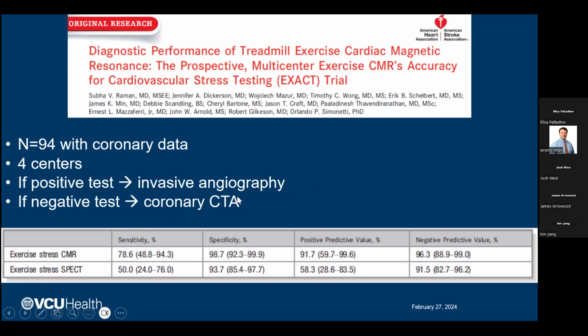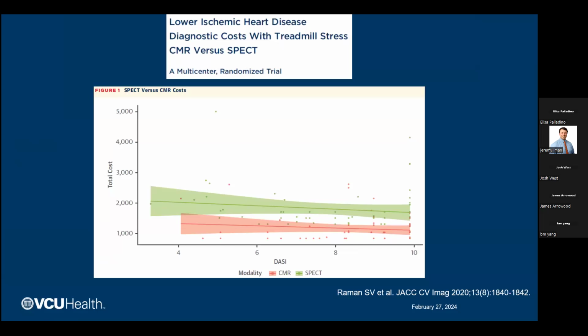They had a negative test, they went for coronary CTA to confirm it. And what they found was, in the top row is exercise CMR, where they had a sensitivity of 79%, specificity of 99%, very high positive and negative predictive values, compared to SPECT imaging, where the sensitivity was only 50%, specificity was 94%, much lower positive predictive value and a reasonable negative predictive value. So in general, it sort of beat out SPECT in its overall performance.